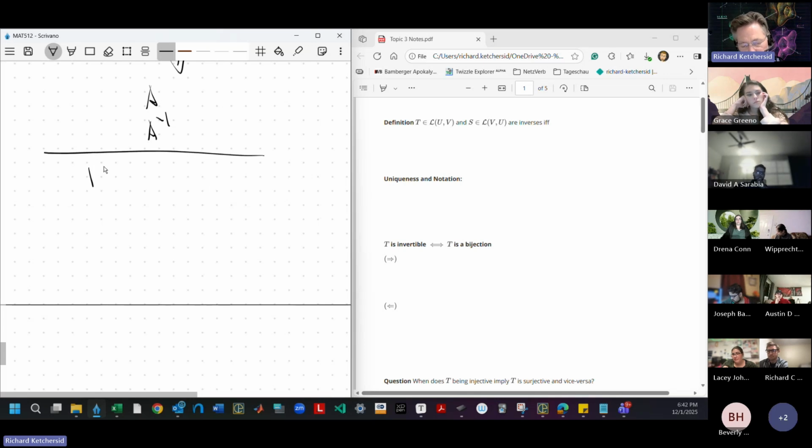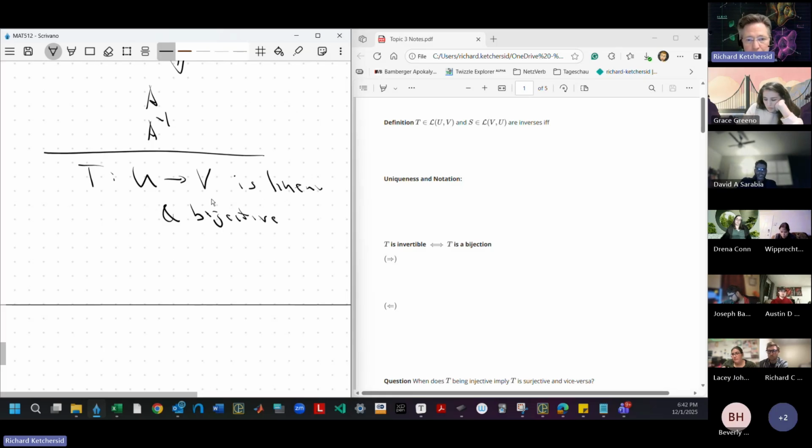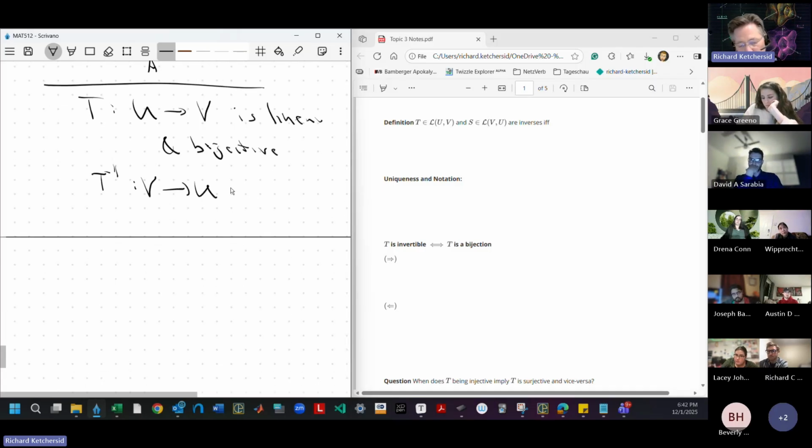So if T from U to V is linear and bijective. So bijective means it's surjective and injective. So it's 1-to-1 and onto, right? Then T inverse, going from V to U. So T inverse definitely exists, right? We know T inverse exists because this is 1-to-1 and onto, but it is also linear, right? So that's a nice fact that comes up here, right?